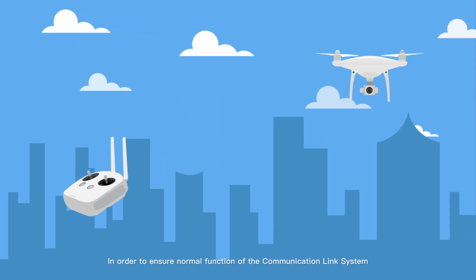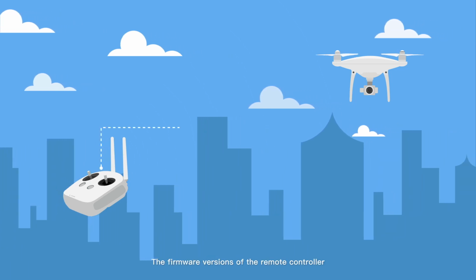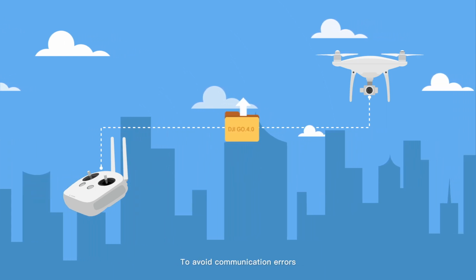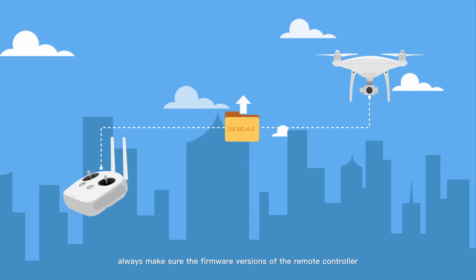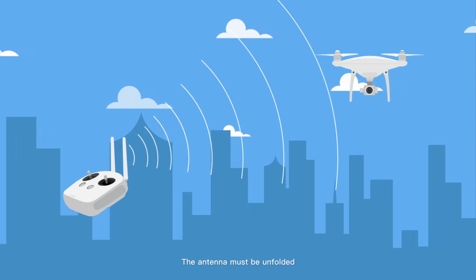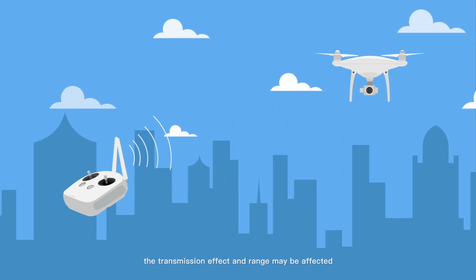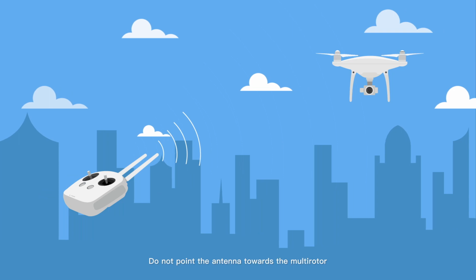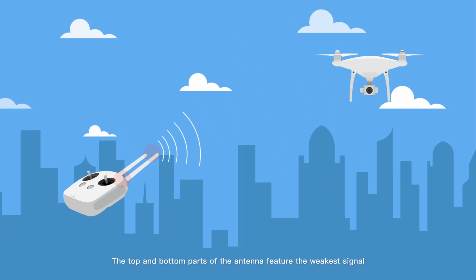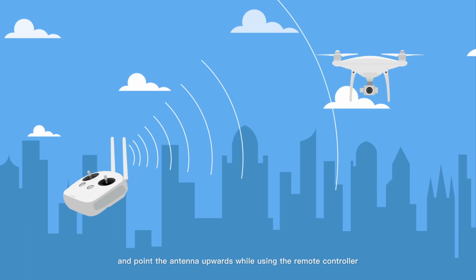In order to ensure normal function of the communication link system, please pay attention to the following points. The firmware version of the remote controller and the aircraft must be the same. To avoid communication errors, always make sure the firmware versions of the remote controller and the aircraft are updated to the same version. The antenna must be unfolded. If the antenna is not unfolded, the transmission effect and range may be affected. Do not point the antenna towards the multi-rotor. The top and bottom parts of the antenna feature the weakest signal, so try to keep the antenna and the aircraft parallel and point the antenna upwards while using the remote controller.